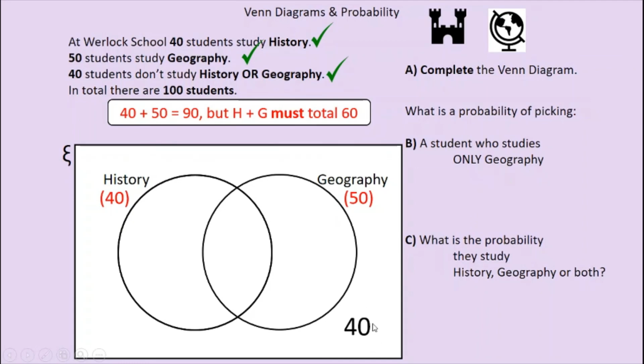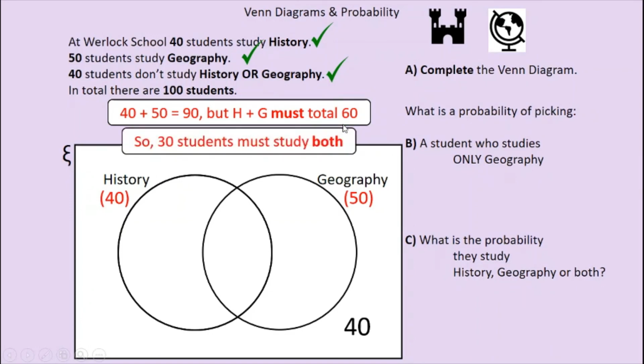I've used 40 out of my 100 already. I've got 60 left to go in the circles. These add up to 90, and the difference between 90 and 60 is 30, so we put 30 in the middle. From there, you can carry on to get your 10 and your 20, and that's what your Venn diagram should look like.